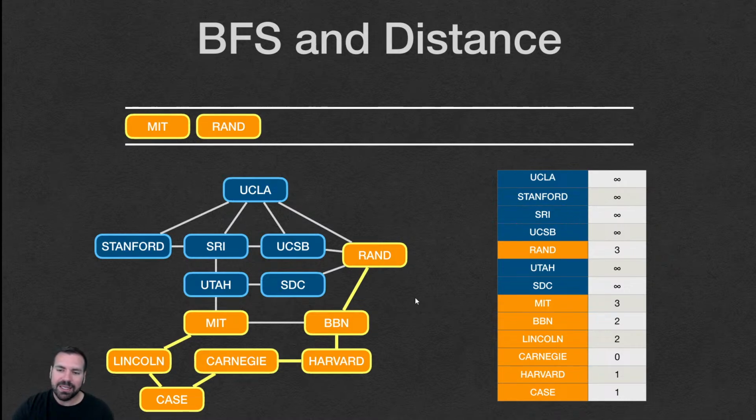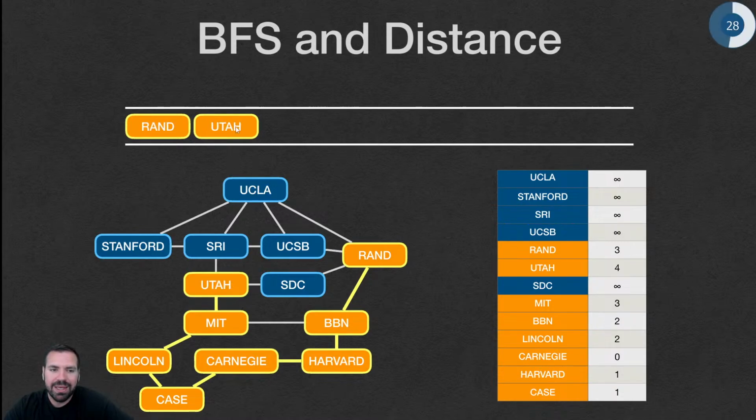And we keep repeating the process until the queue is empty. So we're going to repeat the process. MIT, dequeue, check Lincoln, it's been explored, do nothing. BBN, do nothing. Utah is a new node, mark it as explored, enqueue it, set its distance equal to MIT's distance plus 1. We can get from Carnegie to MIT through 3 edges, and it took us 1 more edge to get to Utah. So Utah's distance is MIT's 3 plus an extra 1 edge.